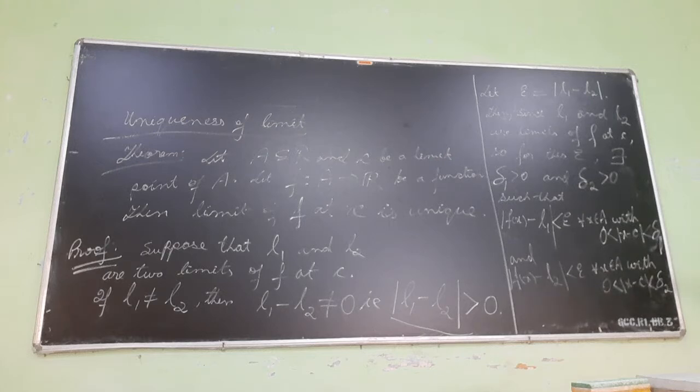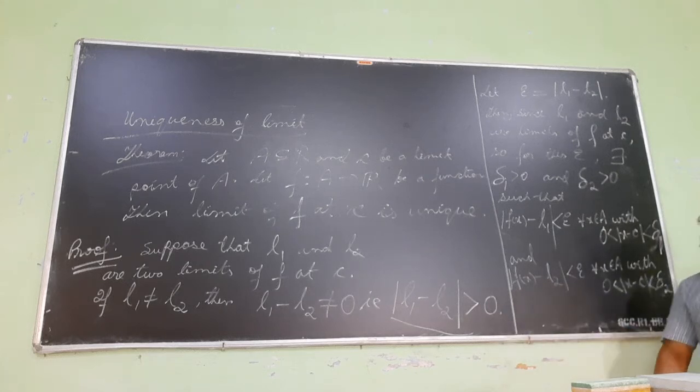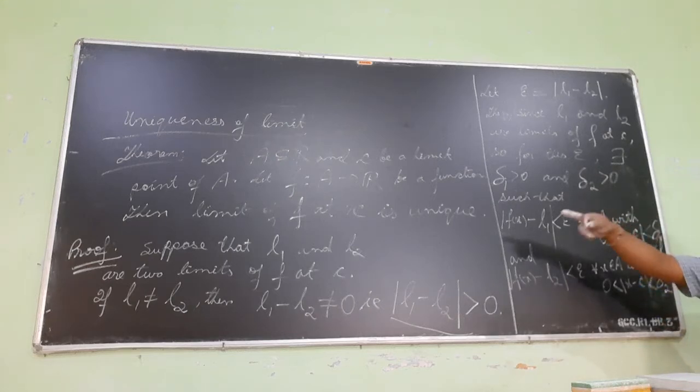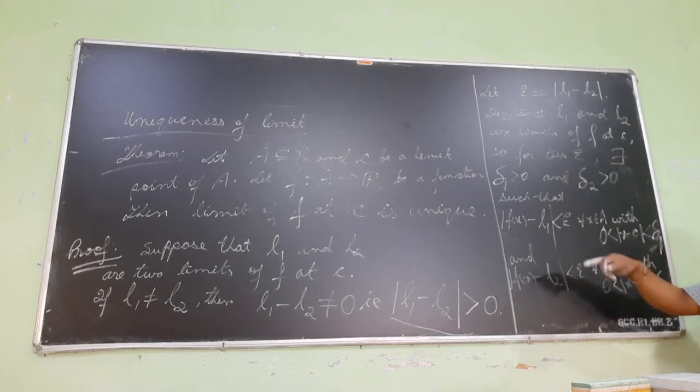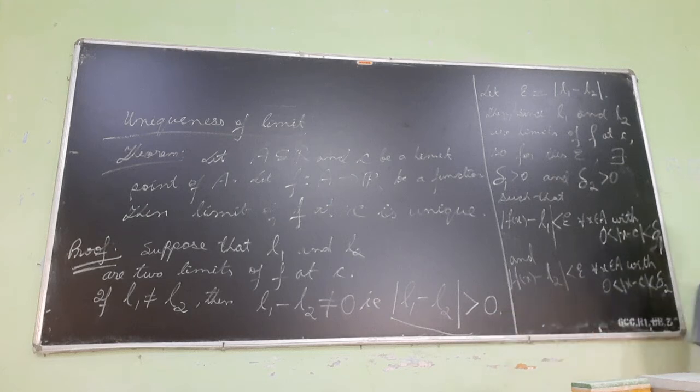Try to read this again from the first line. What we have done: we have supposed that L1 and L2 are two limits of f at c, and then we have assumed that L1 is not equal to L2. Then L1 minus L2 is non-zero. That means modulus of L1 minus L2 is greater than 0. The definition of limit says that the distance between f(x) and L1 can be made smaller than any positive quantity, so we can make it smaller than this positive quantity also. How? We have taken epsilon as this.